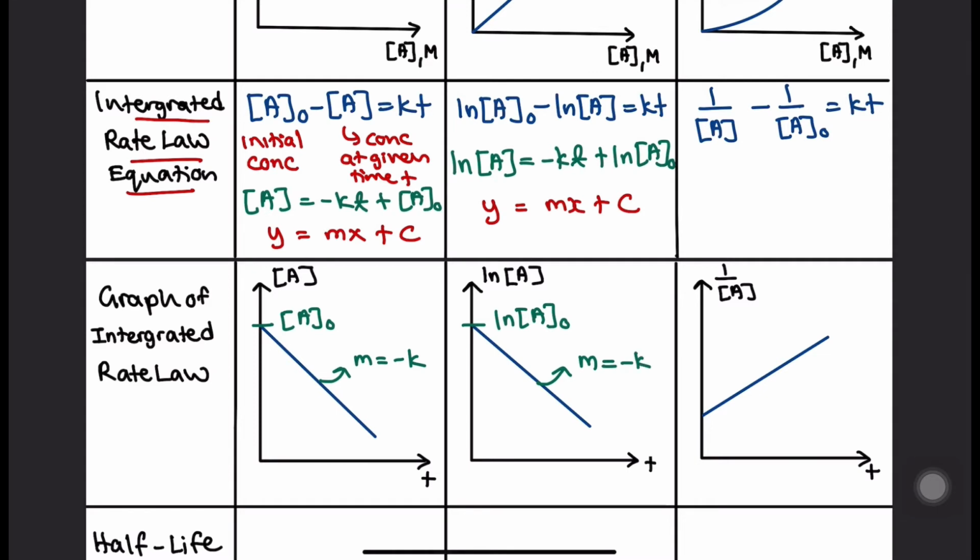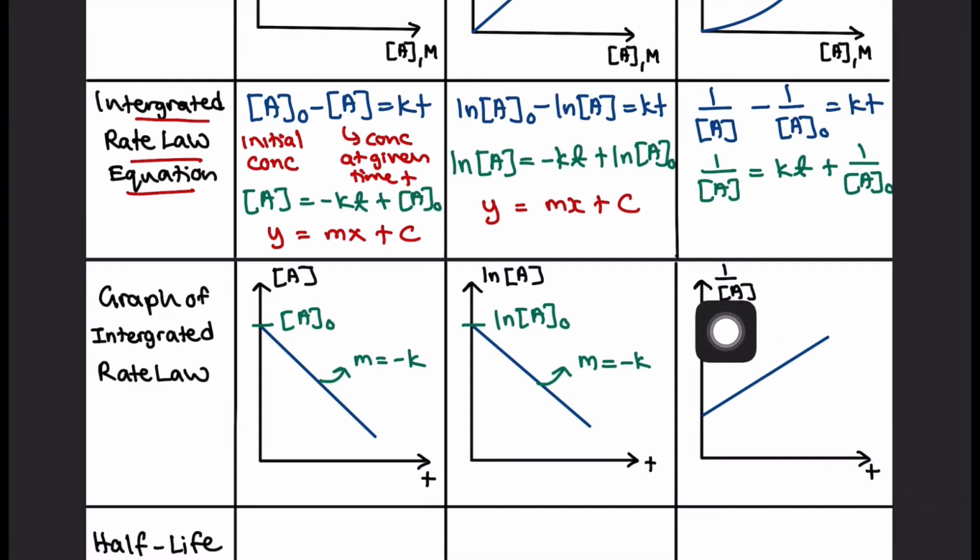Finally, for second order, it would be 1 over concentration of A equals kt plus 1 over initial concentration of A. Plotting 1 over concentration of A against time would give us the y-intercept of 1 over initial concentration of A and a positive gradient with value k.